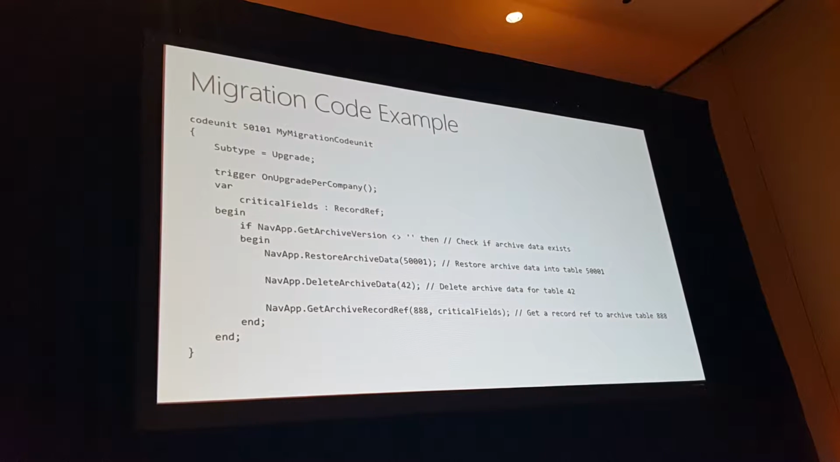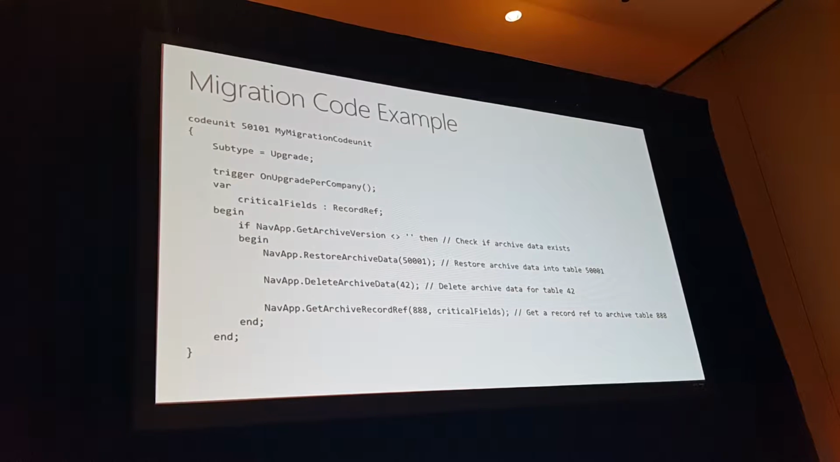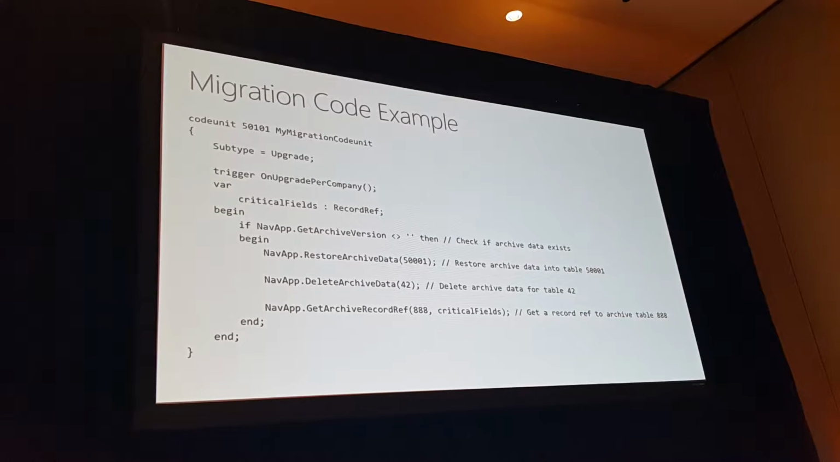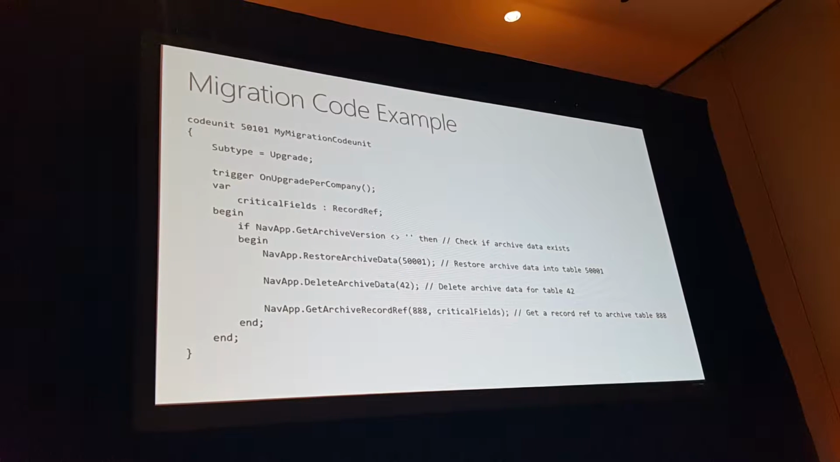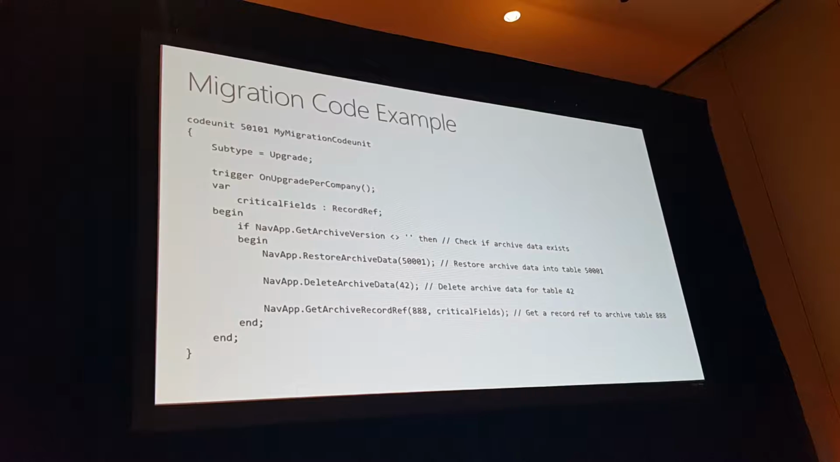And as a short example of what some of that upgrade code might look like, here's an example of an upgrade code unit. We're using the on upgrade per company trigger. I'll be talking more about that tomorrow. But basically we're going through, we're calling the get archive version, checking what that's equal to, and using some of those functions where we can restore the archive data, we can delete the data if it's not something we want to carry forward, or we can get the archive record graph and then process that to do any manual logic we have to do going forward.